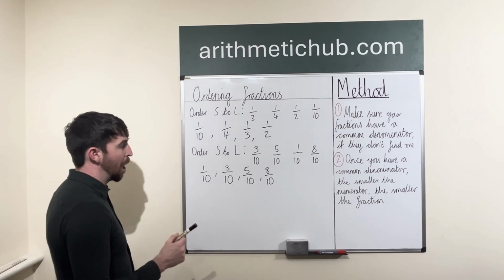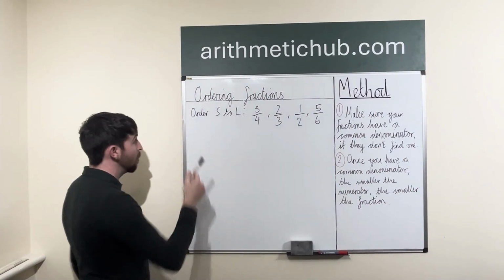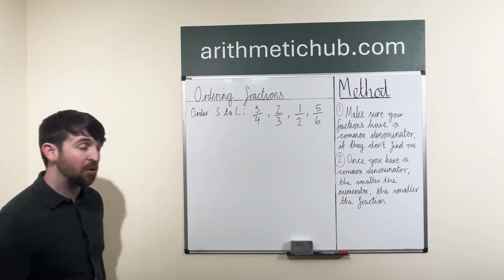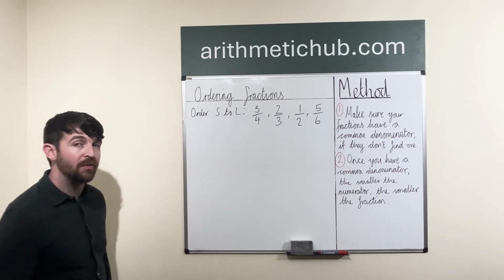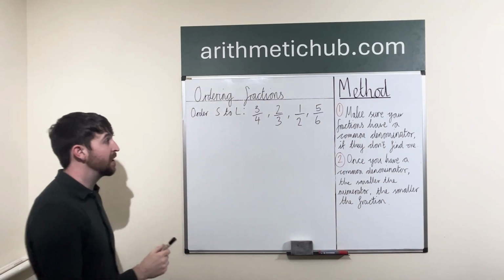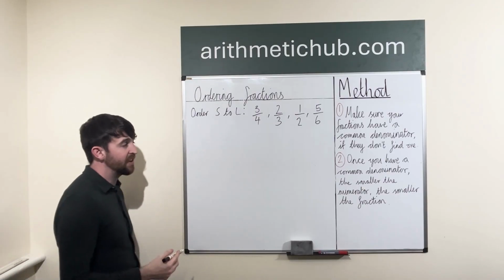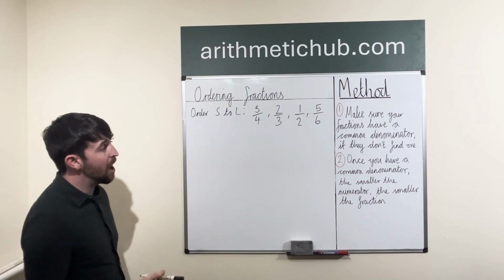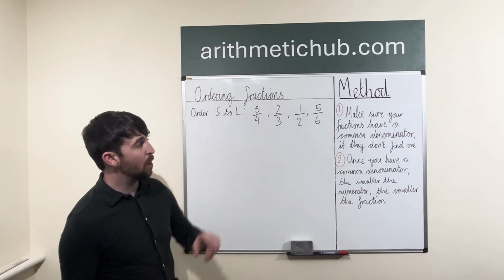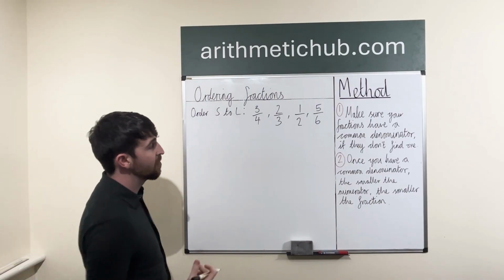Now we're going to have a look at what happens when our denominator isn't the same. Okay, so let's have a look at this question where it's become a little bit more challenging now, because we can see here we don't have a common denominator. We've got 3/4, 2/3, 1/2 and 5/6. Now we don't have a common denominator. So what we need to do here is we need to check in with our method and see how we're going to solve the question that looks like this.